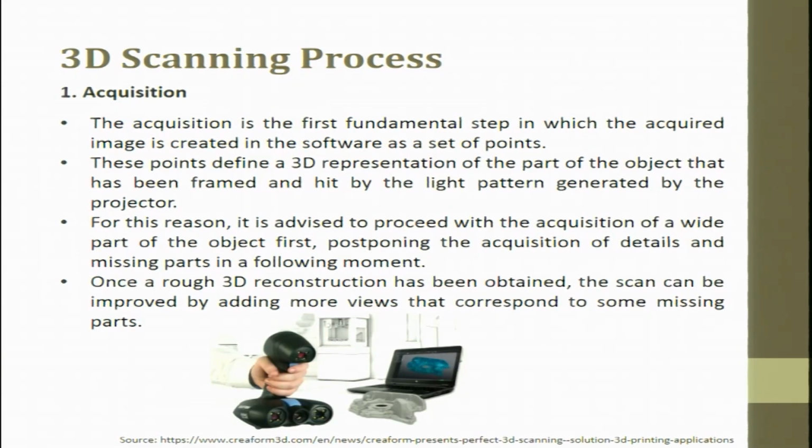Acquisition is the first fundamental step in which the acquired image is created in the software as a set of points. These points define a 3D representation of a part of the body that has been framed, and hit by a light pattern generated by the projection.